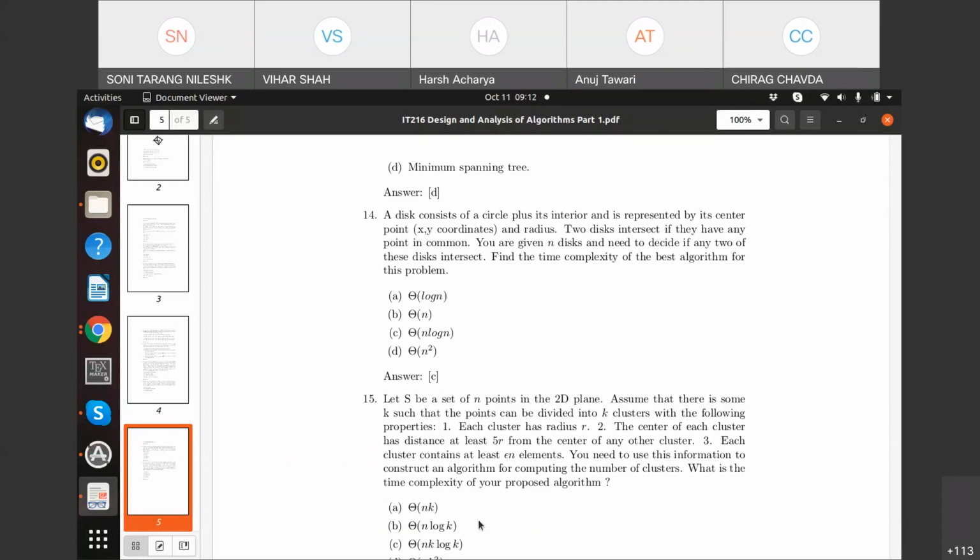So you're given a set of n points in the two-dimensional plane. Assume that there is some k such that the points can be divided into k clusters. Each cluster has radius r, so you have these clusters or circles. The center of each cluster has distance at least 5r from the others, and each cluster contains at least epsilon points. You need to use this information to construct an algorithm computing the number of clusters. What is the time complexity of your proposed algorithm? Any ideas for this one?